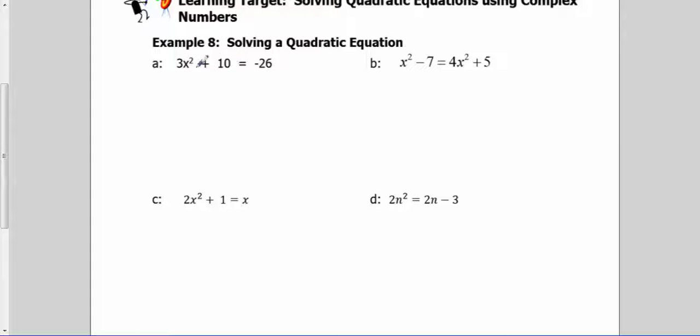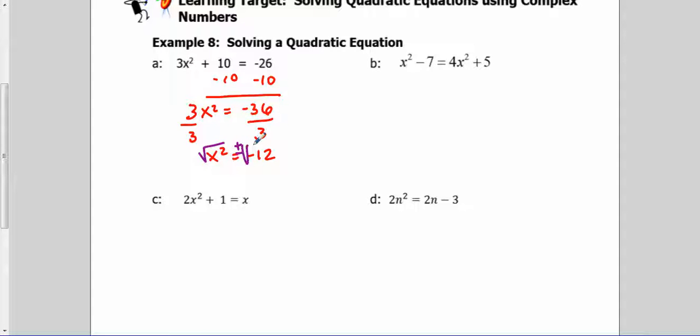So you need to get the x squared by itself, so I'm going to subtract the 10. And you have 3x squared equals negative 36. Divide by 3. X squared equals negative 12. Now remember that when you solve this with a square root, you need a plus or minus. So plus or minus square root of negative 12.